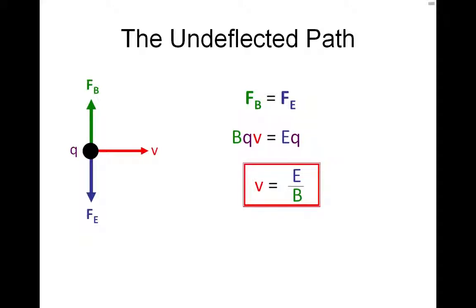And if we rearrange that, we have the velocity of the particle is equal to E over B, the ratio of the electric field strength and the magnetic flux density. Notice, the charge is unimportant. It doesn't matter whether it's a positive charge or a negative charge or the magnitude of the charge. The only thing that is important in this case is the velocity.